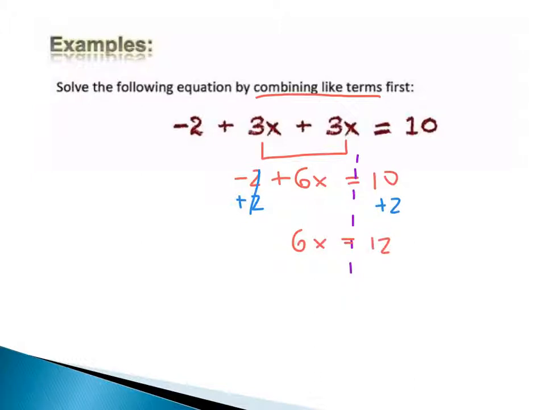Then the last step: I'm taking 6 times x, so to undo that, I'm going to divide by 6 on both sides of the equation. 12 divided by 6 is 2, and there is my answer.